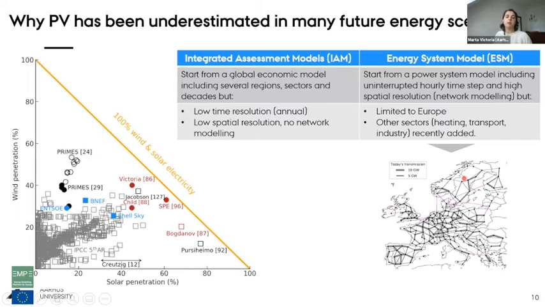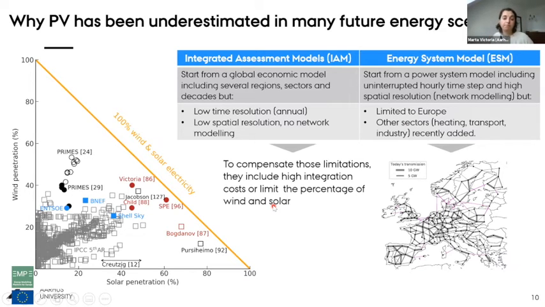What is the main problem here? Well, the main issue is that if some models do not include a proper network modeling or hourly resolution, how do they account for the necessary investment to balance wind and solar? Well, most of the time, to compensate for those limitations, they include either an integration cost that is typically high, or they limit the percentage of wind and solar that can provide electricity. And as a consequence, in most of them the solar and wind penetration is relatively low compared to what could be attained with a more detailed modeling.